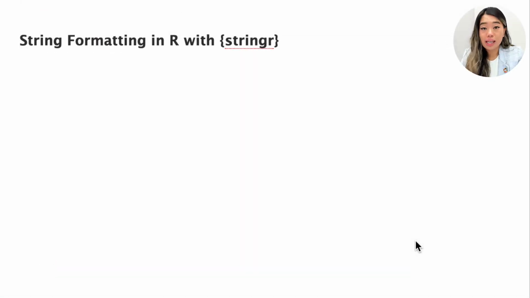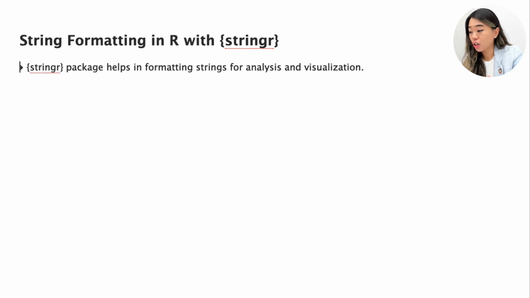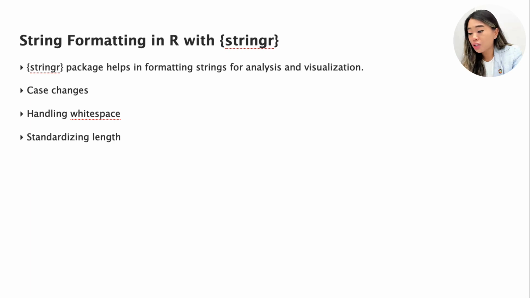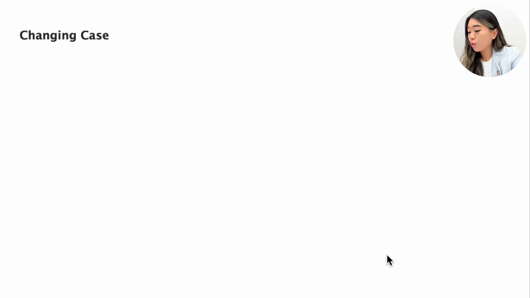Now that you know the basics of strings, we can finally start learning how to format with stringr. The stringr package in R provides useful functions for analysis and visualization. This includes case changes, whitespace handling, length standardization, and text wrapping. Let's first go over the first point, which is changing cases.